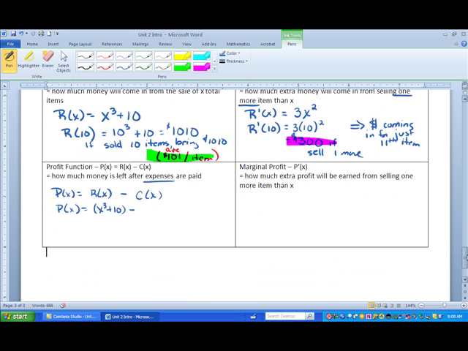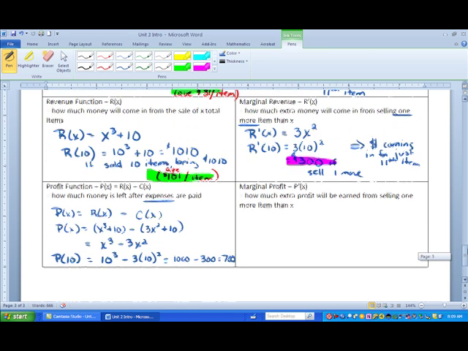And the cost function was 3x squared plus 10. And so if we clean this up, we get x cubed minus 3x squared, and the 10 minus 10 are gone. So if I want to know the profit that I'm going to make for 10 items, I can plug 10 into each of these, and I get 1,000 minus 300, or 700.